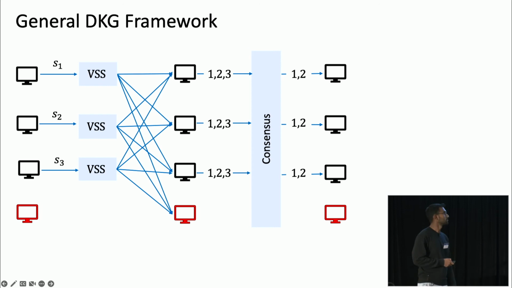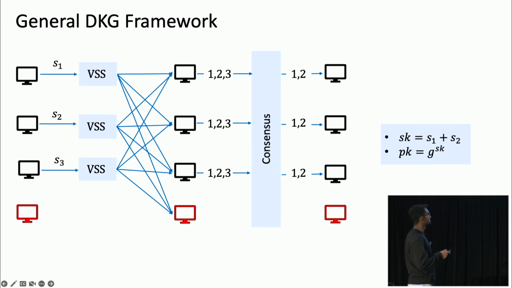So once the consensus outputs a value, let's say the consensus outputs 1 and 2, one way is to define the secret key to be the sum of the secrets S1 and S2, chosen by node 1 and node 2 because the consensus output 1 and 2, and the public key is correspondingly G to the SK. This is a very general framework, works in synchrony. In synchrony, you just need to replace this with a synchronous consensus, or let's say blockchain. In asynchrony, we'll see what are the difficulties.